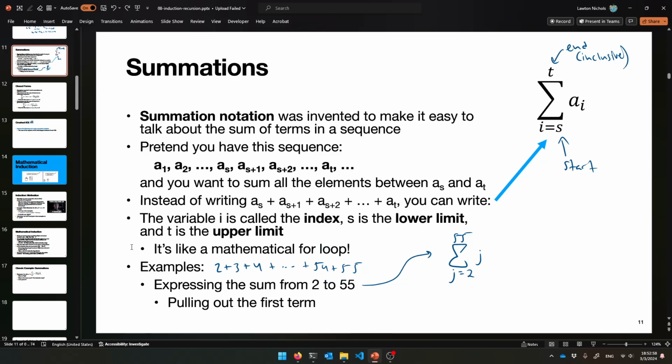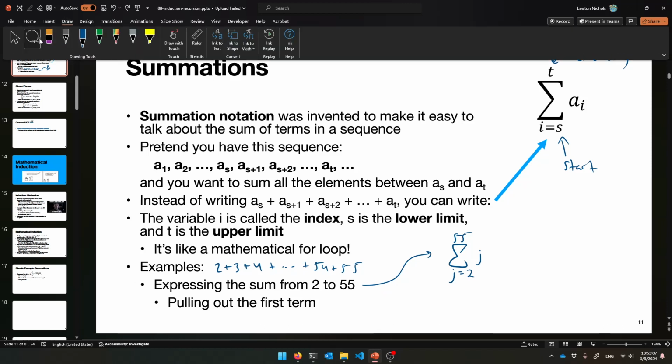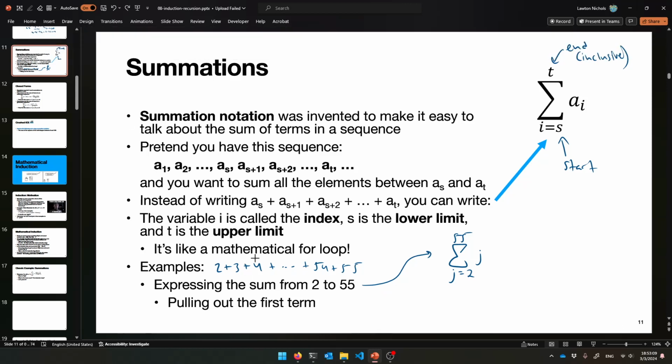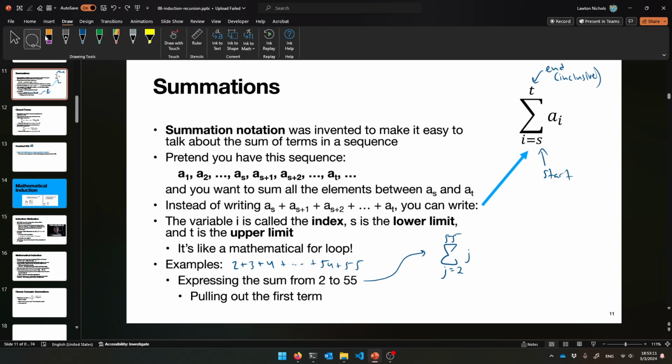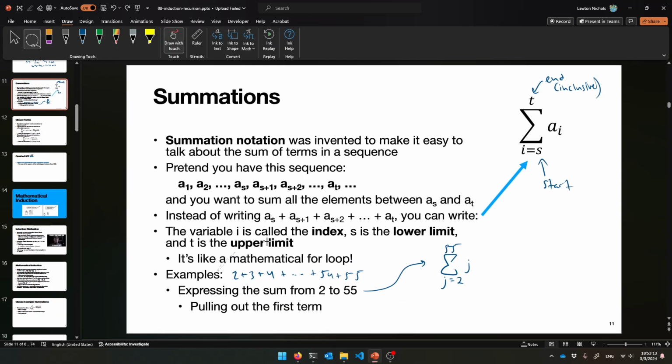Okay. One thing that we want to do a lot is to pull out the first term of a sequence, of a summation. And so here's how you do that. So let's say that we want to separate. We have this sequence. Oh gosh, what's wrong here? Let me use my mouse. Say we got this guy.